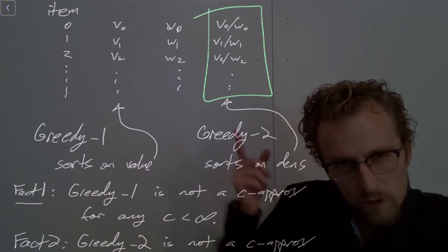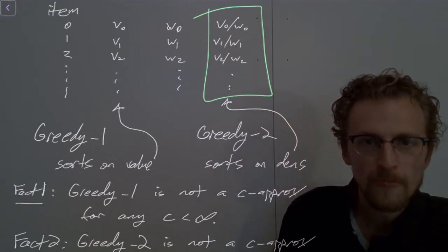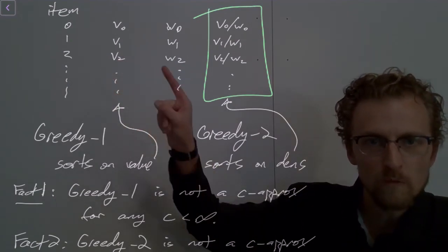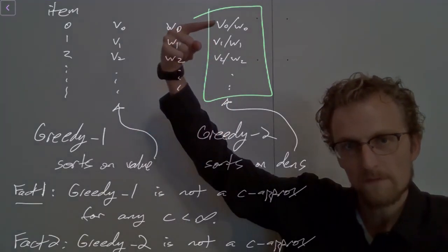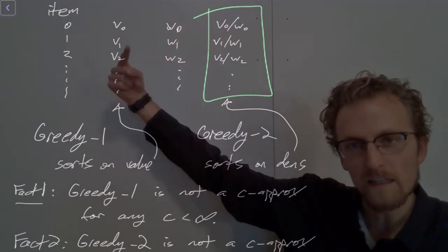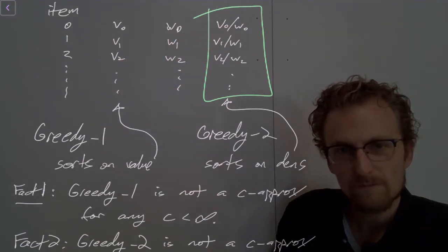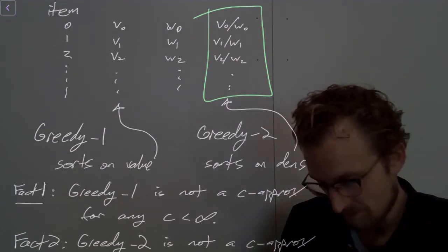So let me start with that. In order to trick the greedy 2 algorithm into taking too much of the wrong stuff, I have to choose my values and weights so that there's high density stuff that wastes enough space that I can't fit in some high value stuff. Okay, so let's work this thing out.